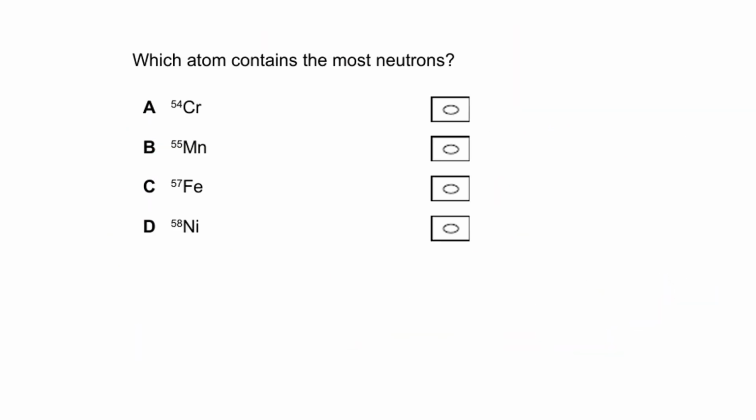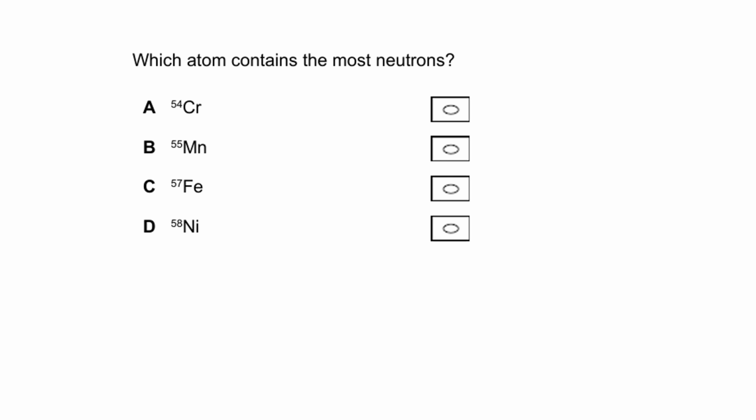So this says, which atom contains the most neutrons? Which atoms contain the most neutrons? This is chromium, this is manganese, this is iron, and this is nickel.